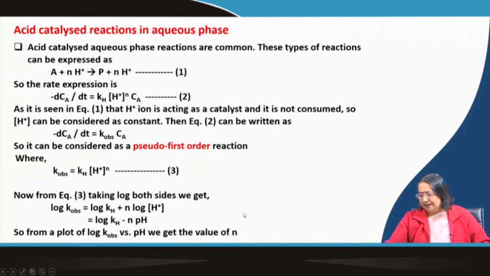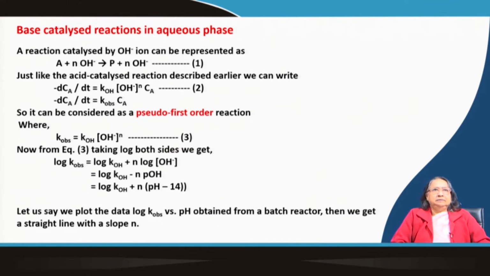Okay. So, this can be done. Now, base catalyzed reactions are also similar, but here it is OH minus. Just like the acid catalyzed reactions described earlier, we can write minus dCA/dt is nothing but k_OH into the concentration of OH minus to the power n into CA. Minus is written because A is a reactant. So, k observed into CA, and k observed is nothing but k_OH times the OH minus concentration to the power n.